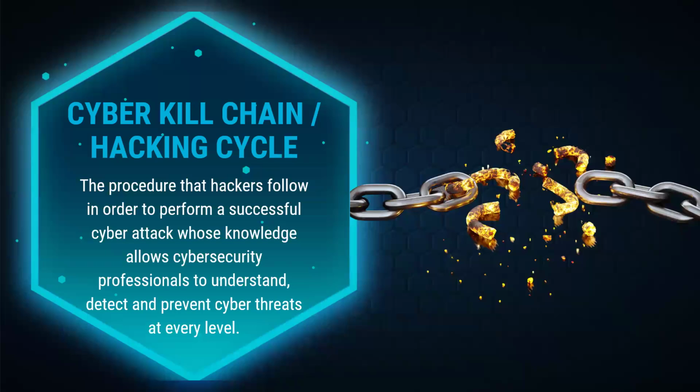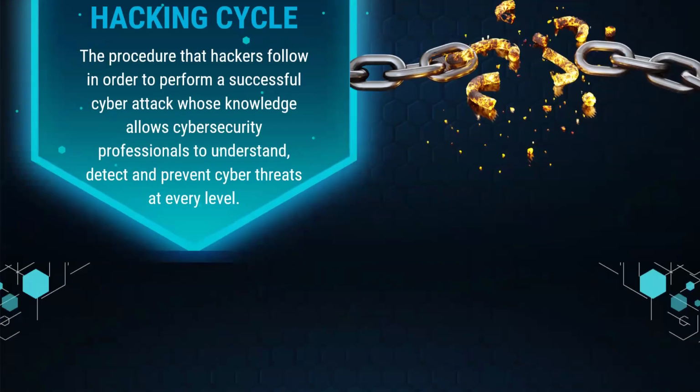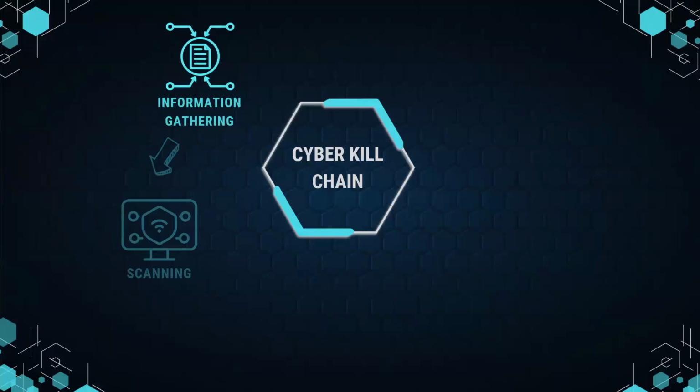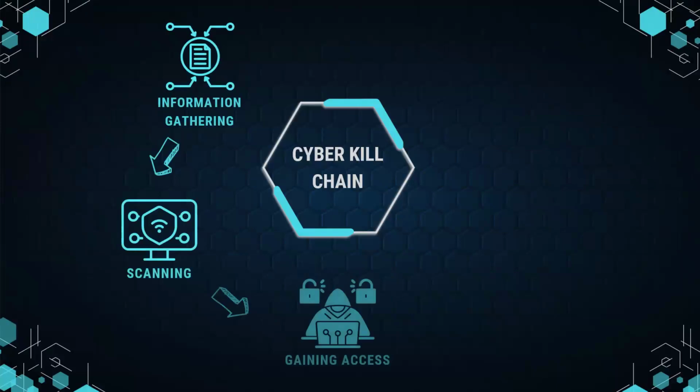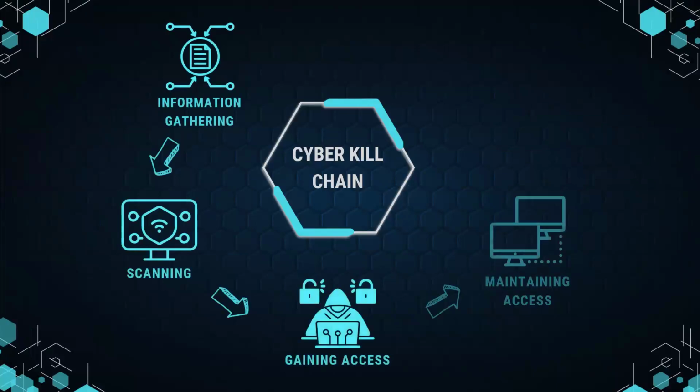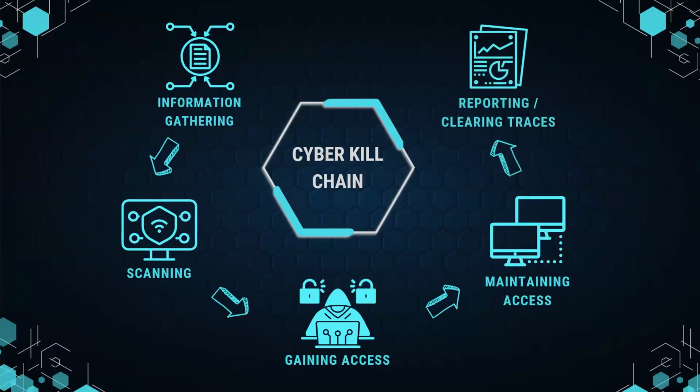And this cyber kill chain framework, as mentioned, consists of five core steps. The first step is called information gathering. The second step is called scanning. The third step is gaining access. The fourth step is maintaining access. And the last step is reporting or clearing traces.